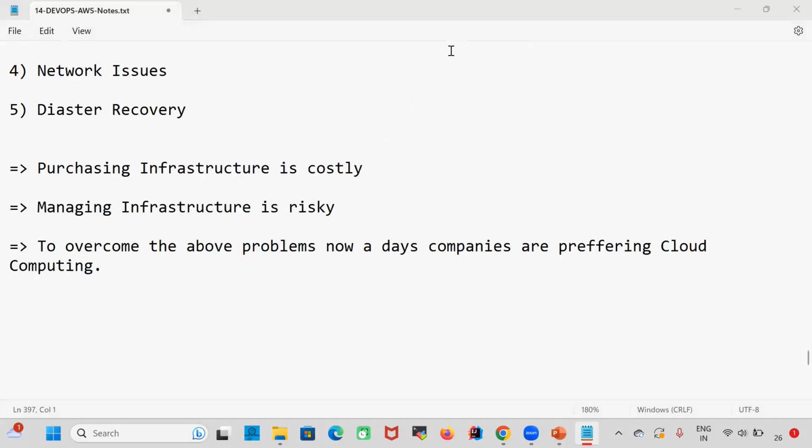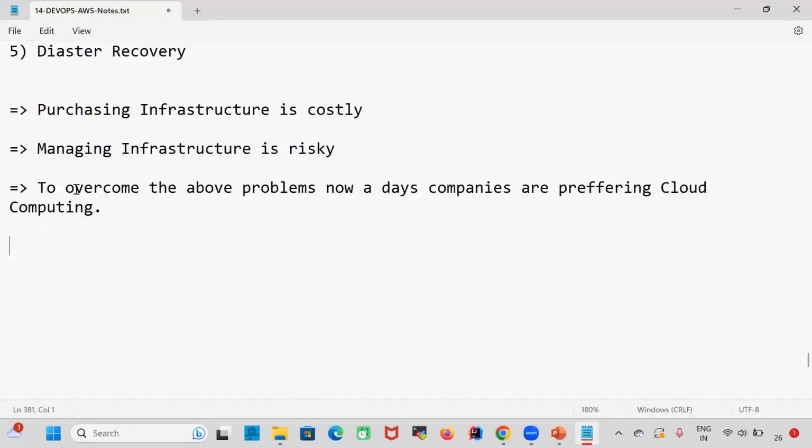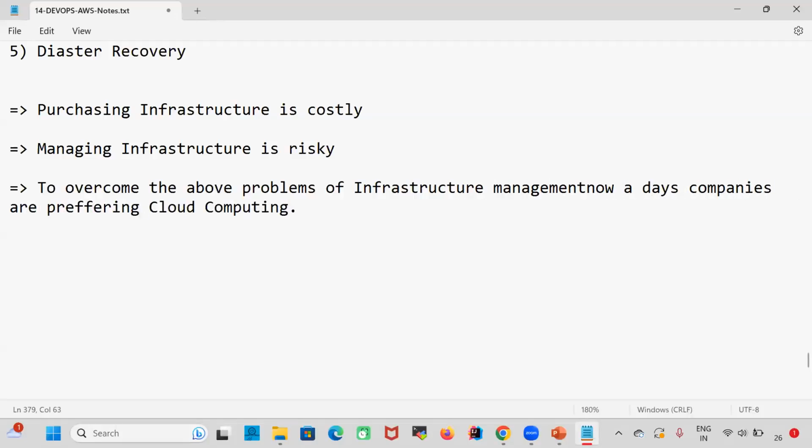All right. So we are trying to understand what are the problems with the infrastructure. Purchasing the infrastructure is the first problem because we need to spend a lot of money. And managing the infrastructure is the second problem because a lot of issues we need to deal with. So to overcome the problems of infrastructure management, nowadays companies are preferring cloud computing. What is the meaning of this cloud computing?